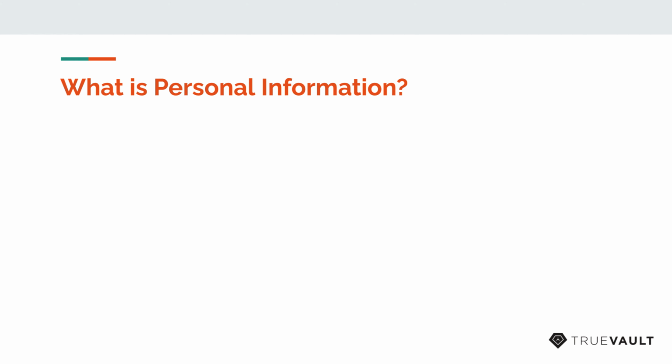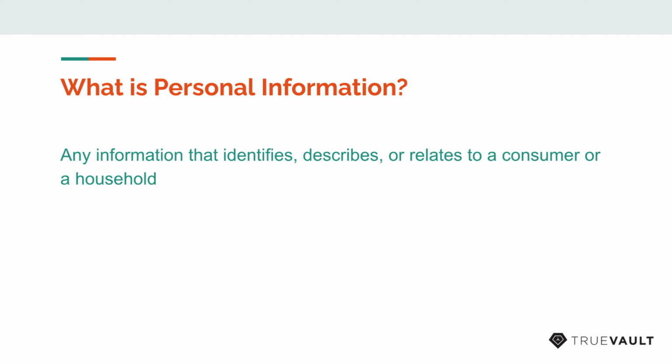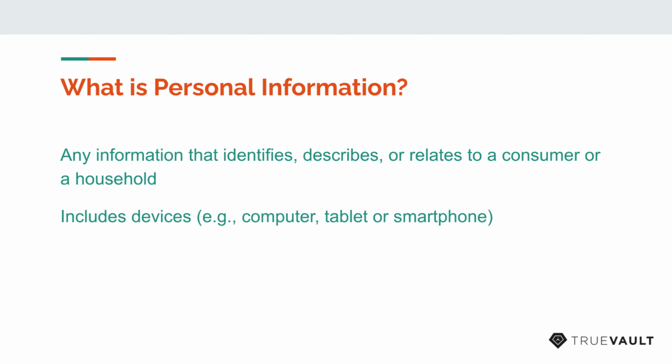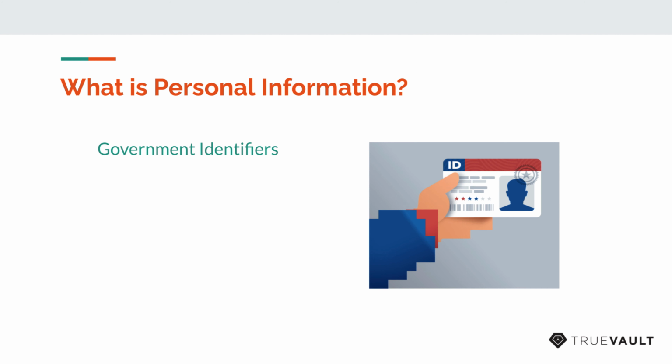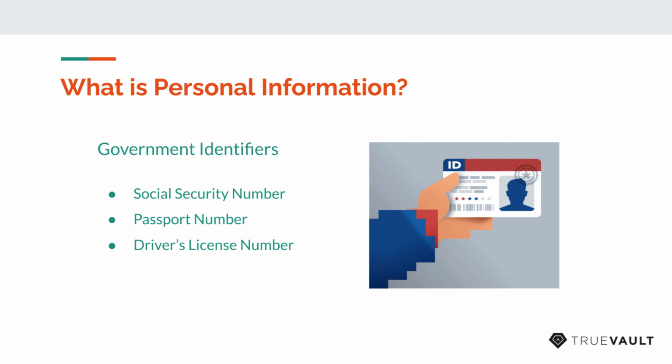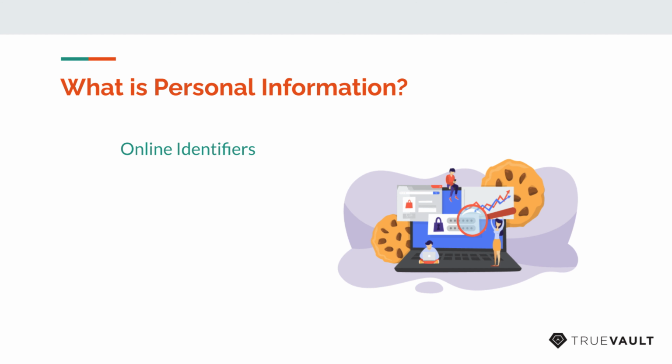Personal information means any information that identifies, describes, or relates to a consumer or a household. It also includes any information that can be used to identify a device, such as a computer, tablet, or smartphone. Basically, anything that can connect to the internet. Personal information includes common identifiers like name, email address, postal address, and telephone number. It also includes government identifiers like social security number, passport number, and driver's license number. Online identifiers would also be considered personal information, such as IP address, internet cookies, and other tracking devices.